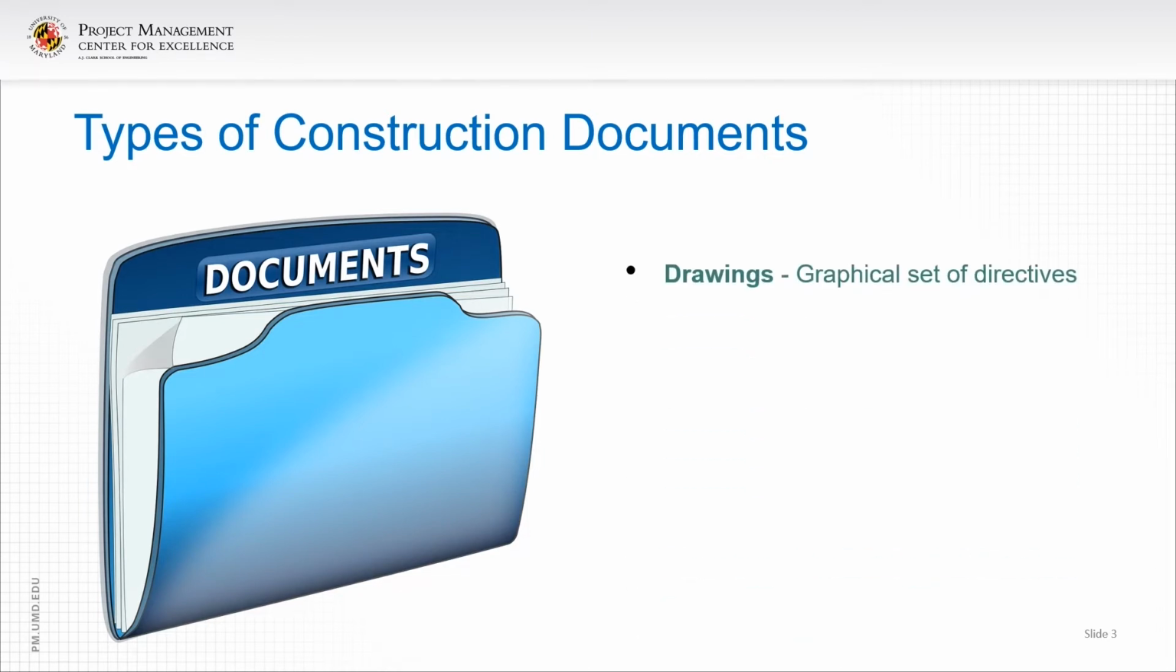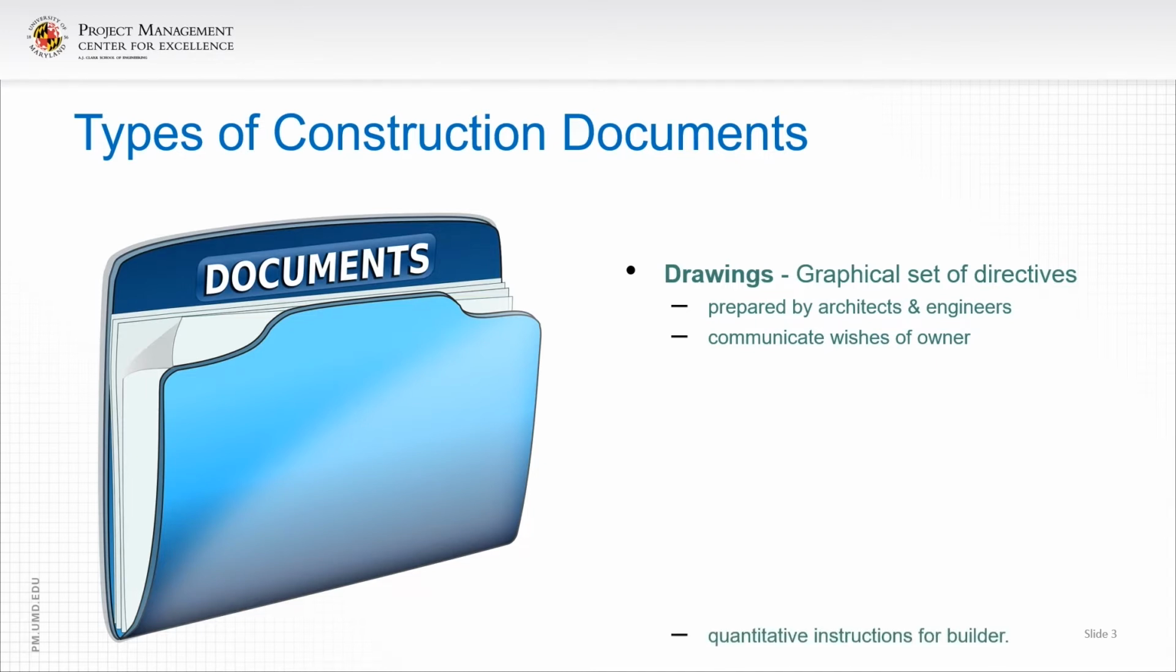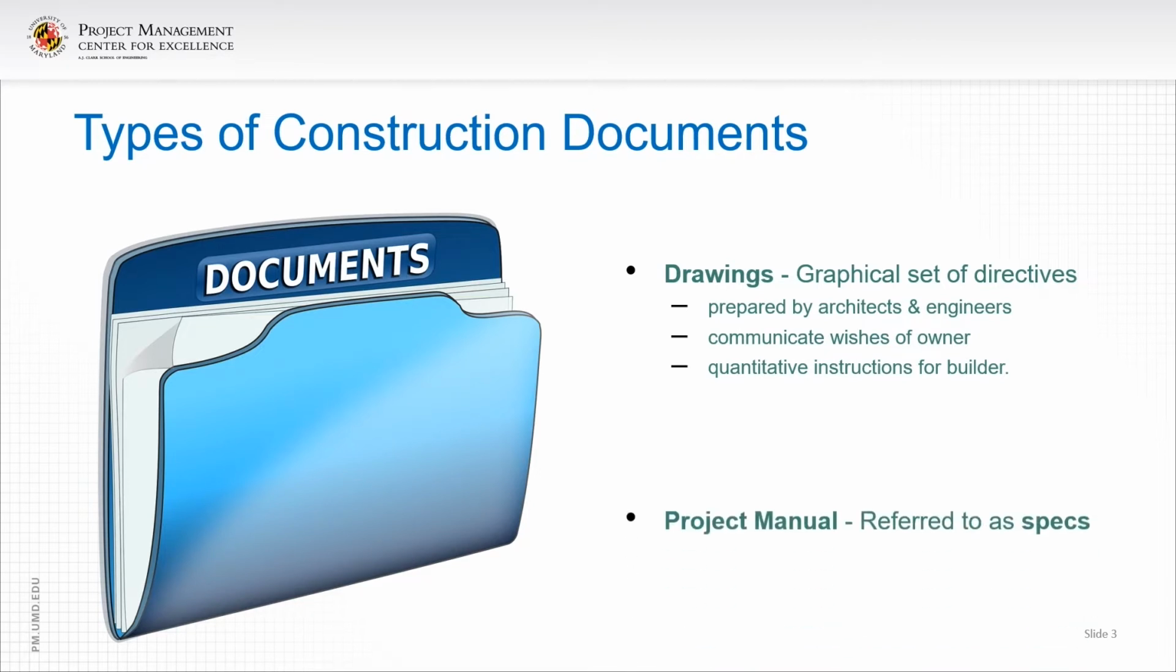First, the drawings. The drawings are the graphical set of directives, sometimes referred to as the plans, prepared by the architects and engineers in combination. They communicate different wishes of the owner, and they wind up on the drawings per the owner's instructions. They are the quantitative instructions for the builder.